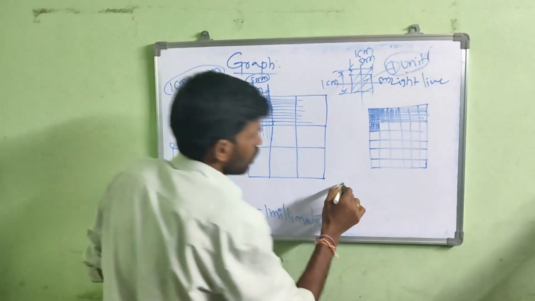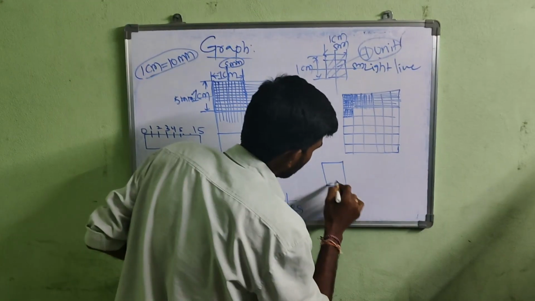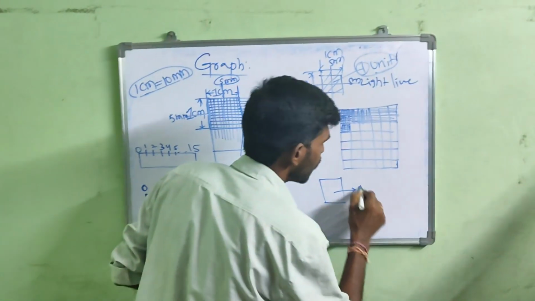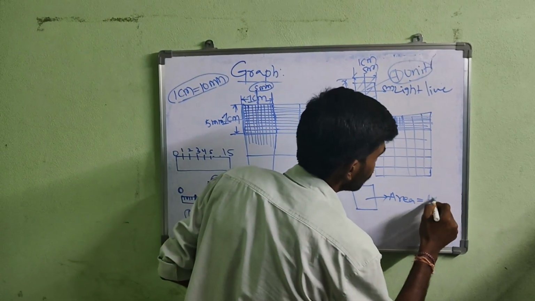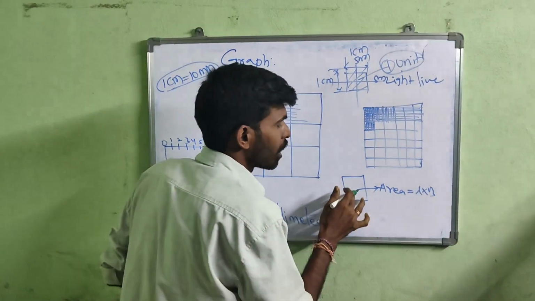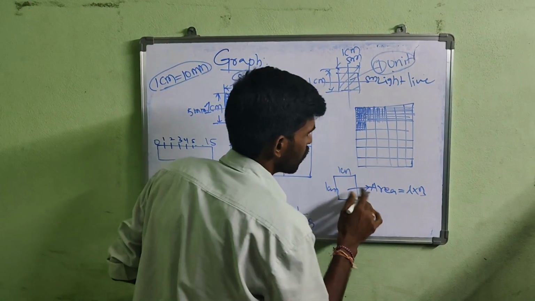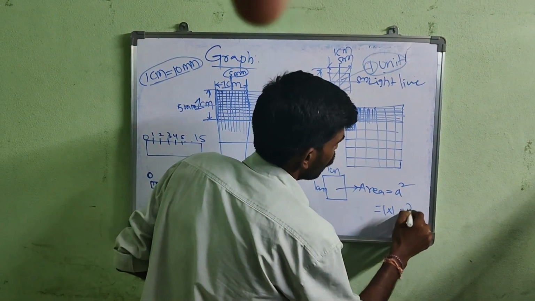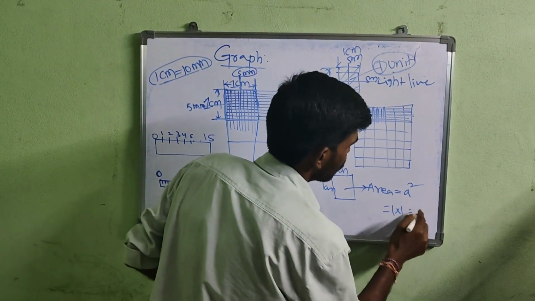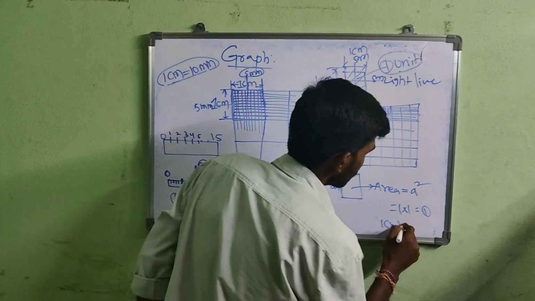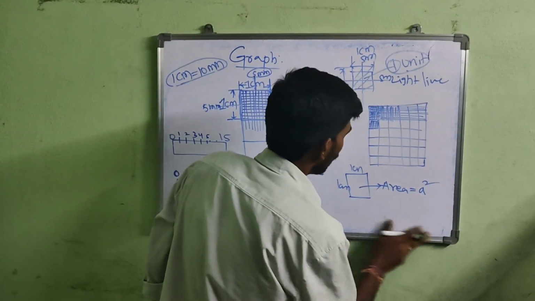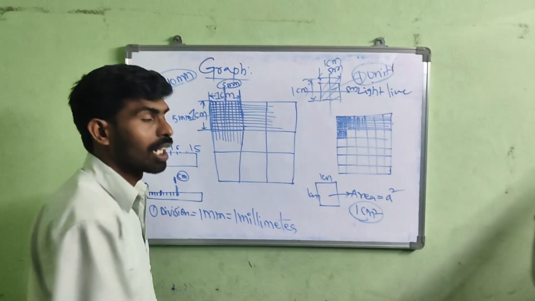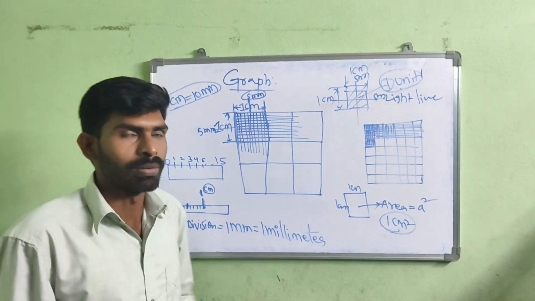If I take one big box in the graph, what is the area of the box? Area is nothing but length into breadth. This is a square. Here 1 centimeter, here 1 centimeter. Area of the square is side square, that's why 1 into 1, 1 square, that means 1. Area is 1 centimeter square. The area of one box of the graph is 1 centimeter square.